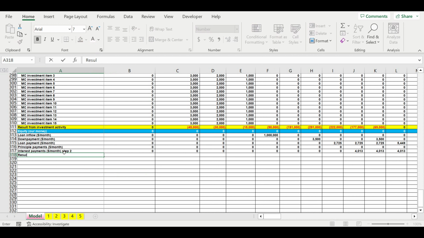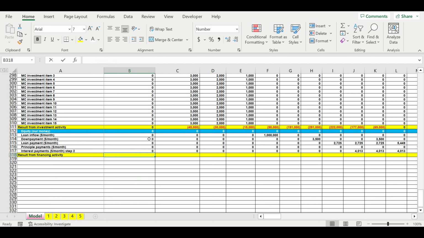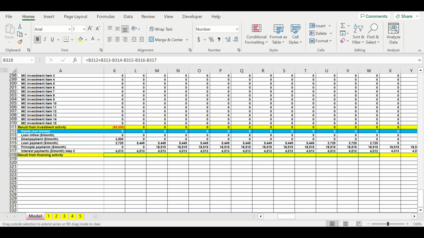So this is the equity, and here will be the last yellow line. This will be result from financing activity. And this will be equity plus inflow minus down payment minus loan payment minus principal payment minus interest payments. Now let's extrapolate this formula to the right.